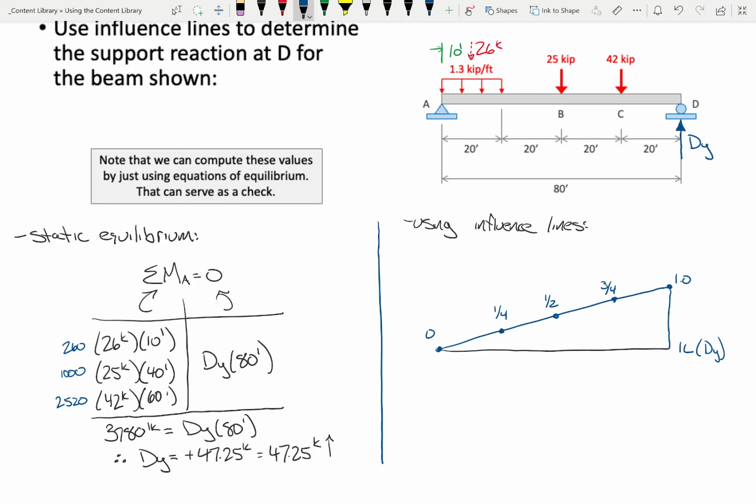Now, the distributed load is from A to here, so that's going to be from here to here. What is the area of that triangle? Keep in mind this horizontal dimension is 20 feet. So this is going to be 1/2 times 20 times 1/4. What is that? 2.5.